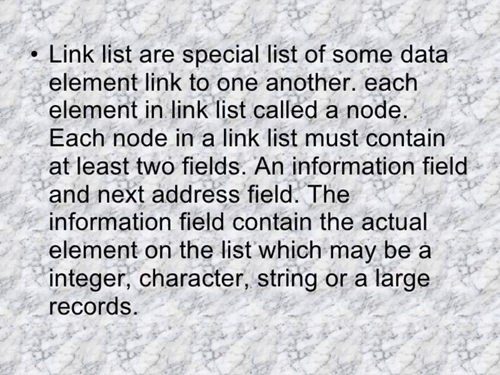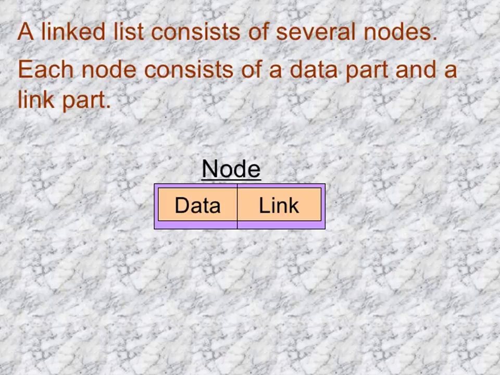Data can be any type of data, that may be integer or character or string, whatever it may be. If you want, you can take your name also as data. And the second field is used for storing an address that is pointing to the next element or next node. So that is the demonstration regarding the node.